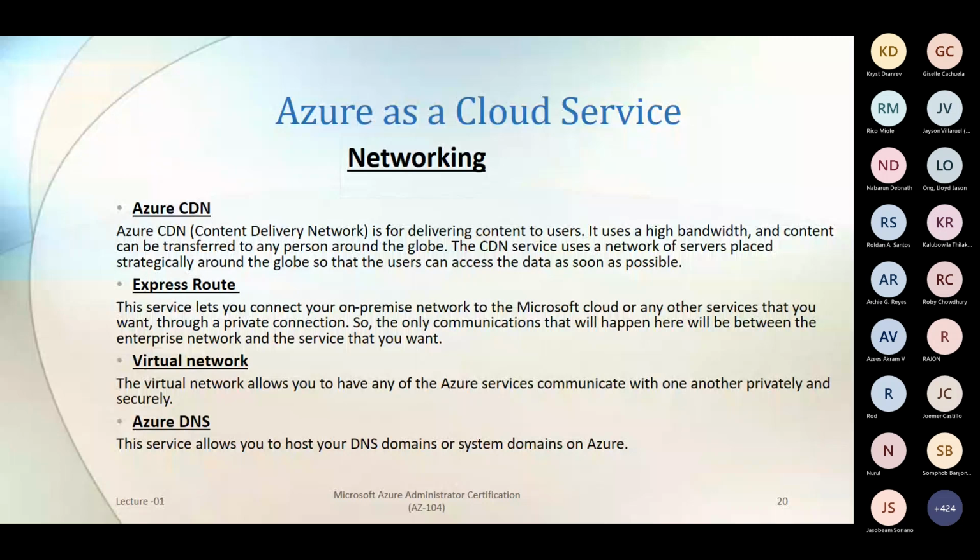The CDN service uses network servers placed strategically around the globe, so that the user can access data as soon as possible. It means, suppose most of your users are using your application in Asia, then the CDN server will be in Asia.